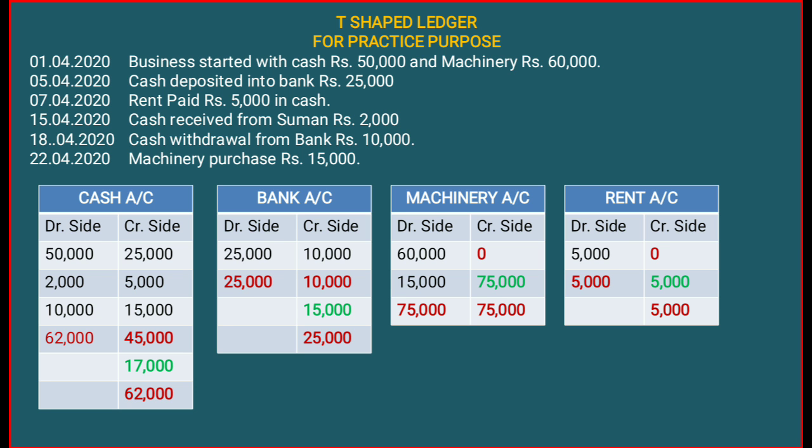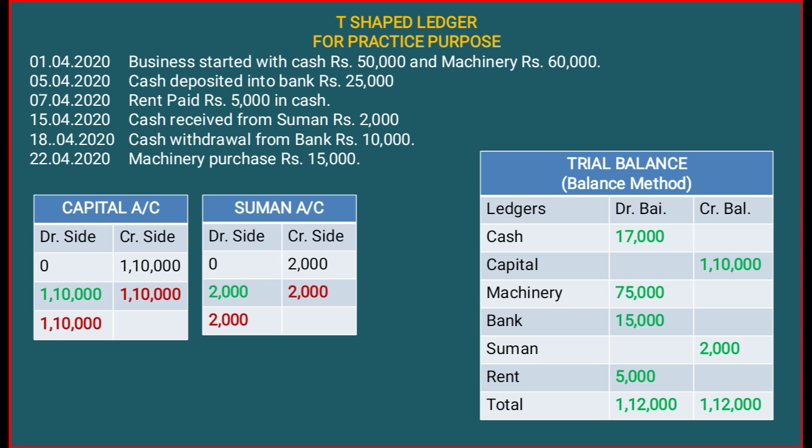Here we can see the total of the debit side of the cash account is 62,000 and the total of the credit side is 45,000, so there is a balancing figure of 17,000. Similarly, next we have the bank account. Total of the debit side was 25,000, credit was 10,000, and the balancing figure is 15,000. Machinery: total of the debit side was 75,000, nothing on the credit side, so 75,000 will be your balancing figure. In the rent account, everything is on the debit side, nothing on the credit, so that 5,000 will be your balance.